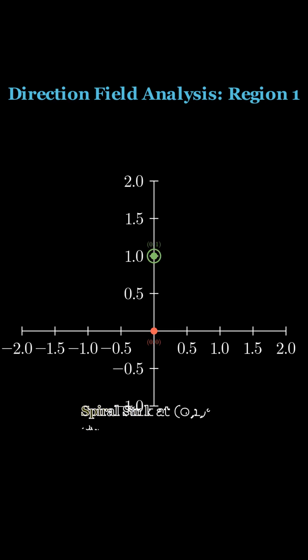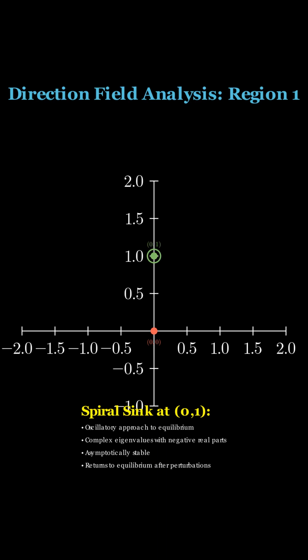Now let's examine the point 0, 1. This is a spiral sink. Observe how trajectories spiral inward toward this point. The oscillatory approach indicates complex eigenvalues with negative real parts in the linearized system.